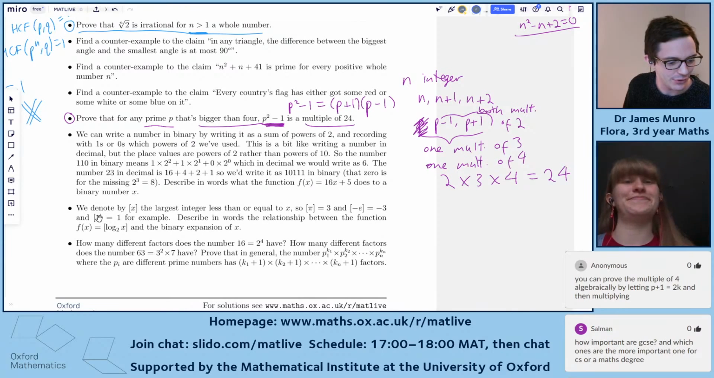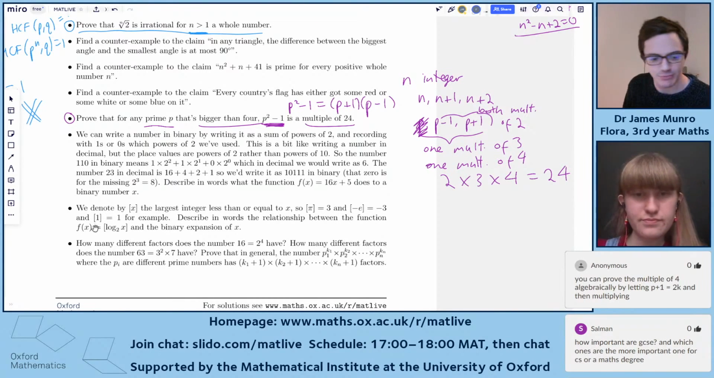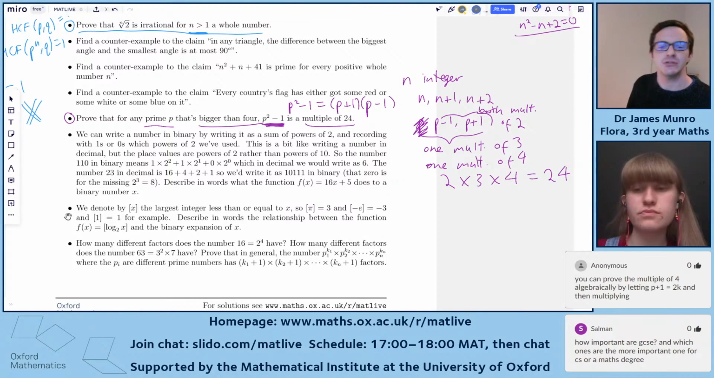Yes. Cool. Can you prove the 4? Yeah, you can prove the 4 algebraically, if you like, by writing the p plus 1 as 2k. So if one of them is 2k, then the other one will be maybe 2k minus 2, perhaps. Yeah, because of how they've written it there in chat. And then 2k times 2k minus 2 is 4 times k times k minus 1.